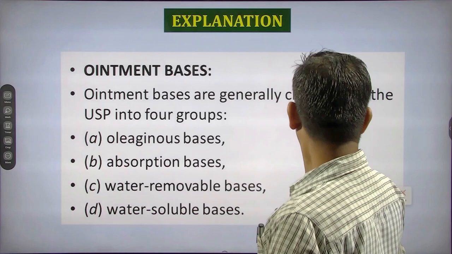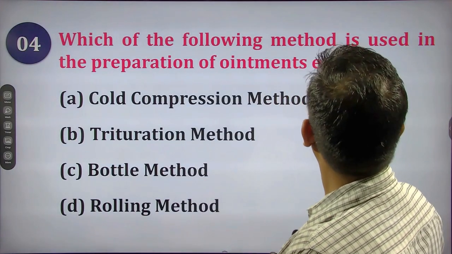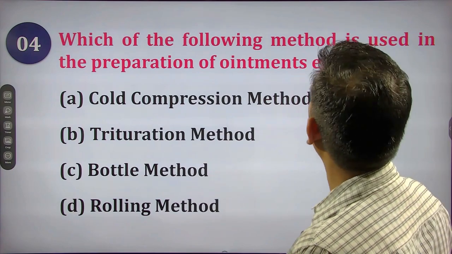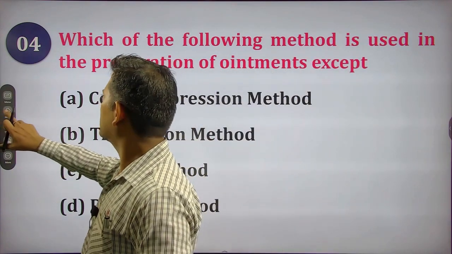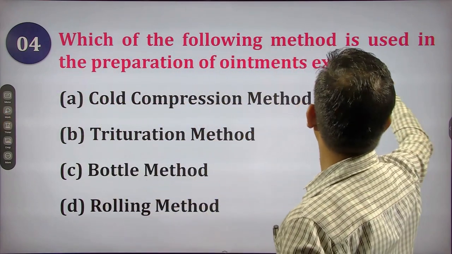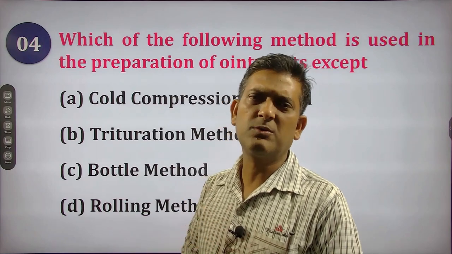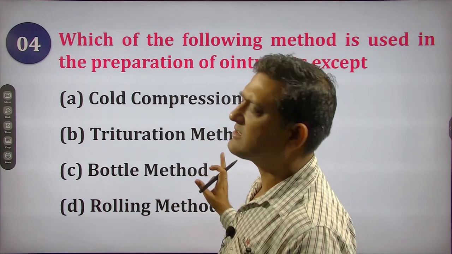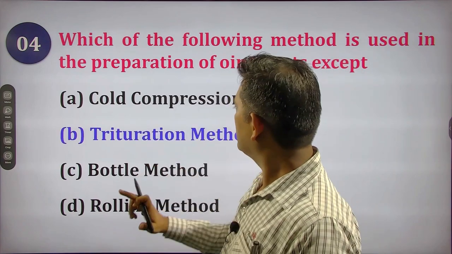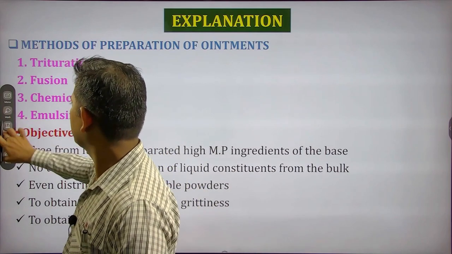Getting it? Next question: which of the following methods is used in the preparation of ointment, except. The question is very easy. What are the methods for the preparation of ointment? There are four methods, and among them only the trituration method is the answer. How does it work? Let us see.